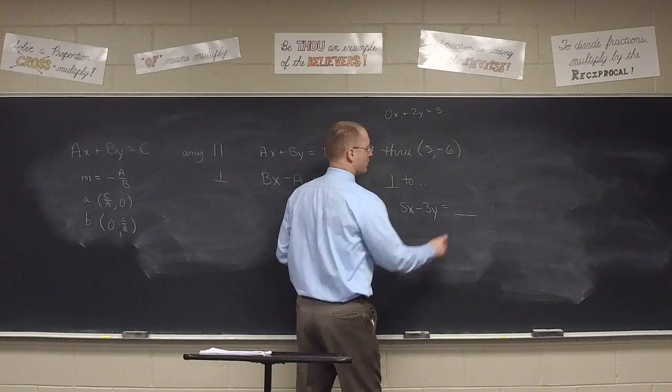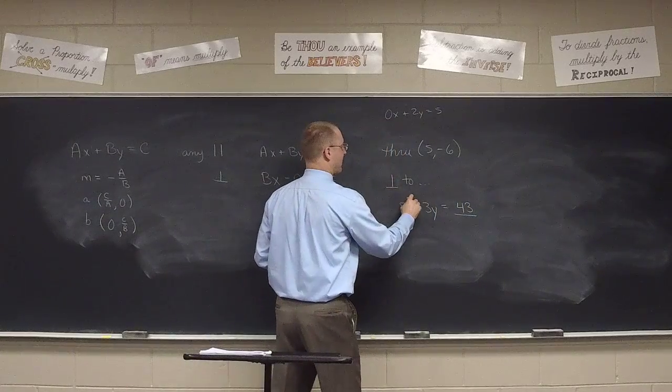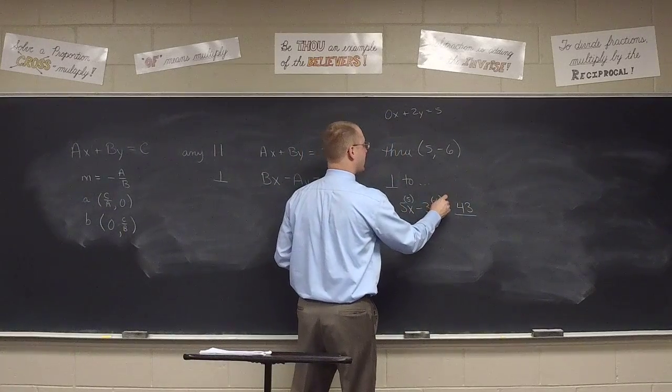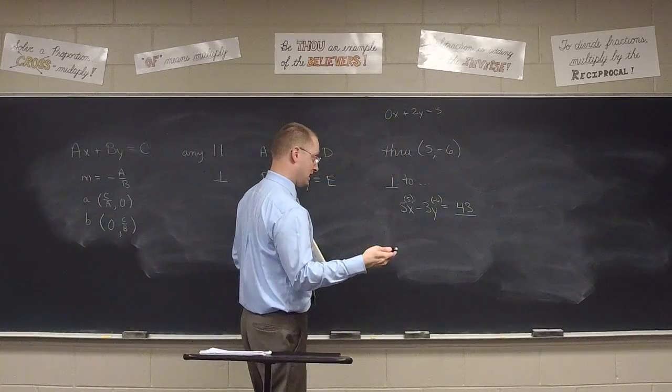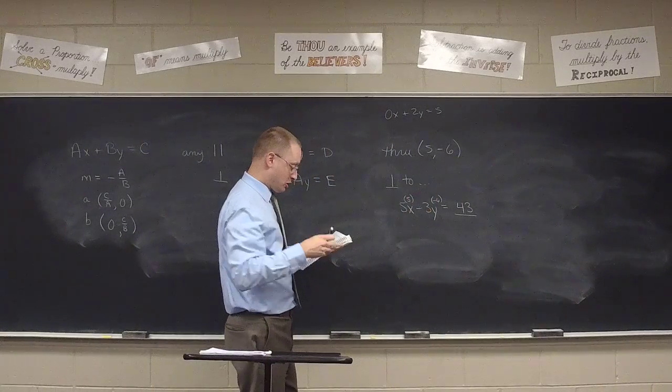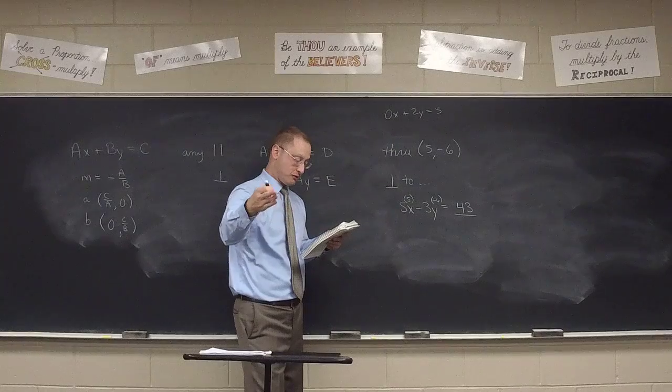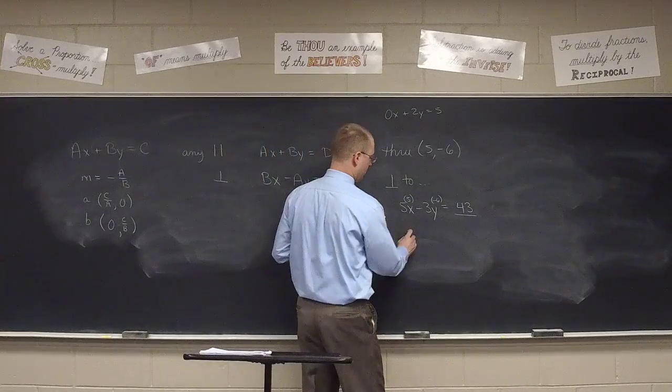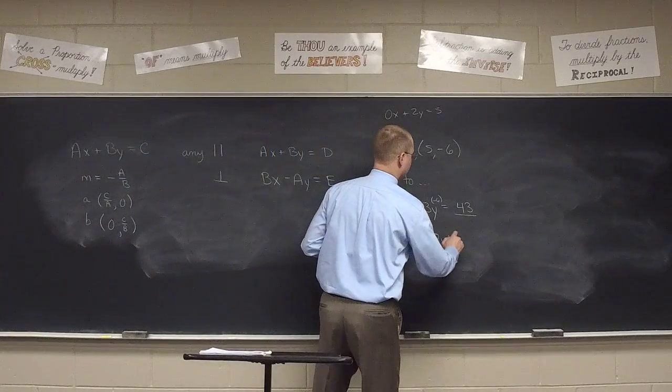I got 43. Should have been a 43 because 5 times 5 is positive 25. You plug in the negative 6 times negative 3 is negative 18, or excuse me, positive 18, with the 25 gives the 43. All right, for the next one, Jamie, what does my perpendicular have to start out as? 12x plus 7y. Good, 12x plus 7y equals.